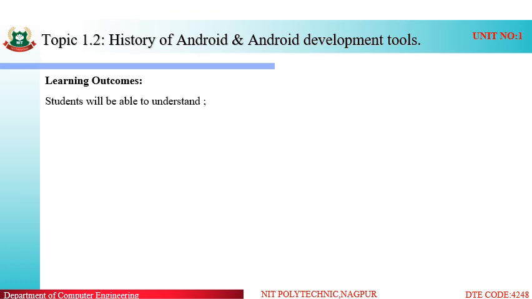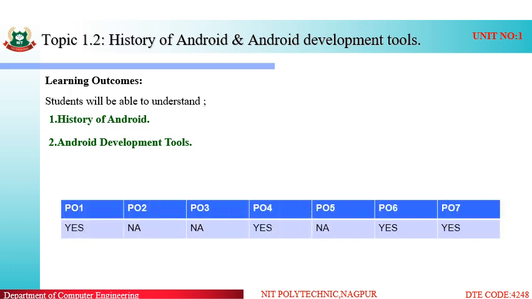The learning outcome includes we will see the history of Android operating system and different development tools for developing an application in Android. POs satisfied are PO1, PO4, PO6 and PO7.